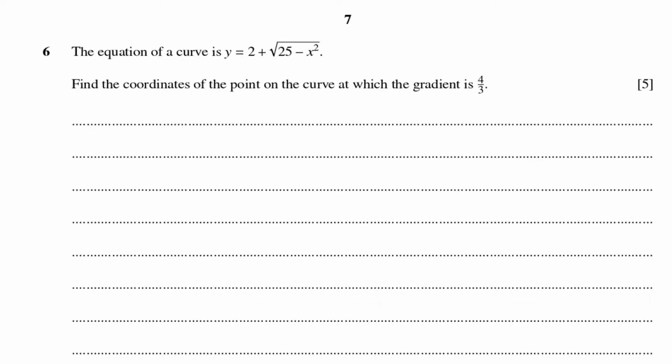Question number 6. The equation of a curve is y is equal to 2 plus square root of 25 minus x squared. Find the coordinates of the point on the curve at which the gradient is 4 over 3. So here we have our equation as y is equal to 2 plus, and I'll write this as (25 minus x squared) to the power of a half. So now, since we're talking about gradient, we are going to work out the gradient function. So dy by dx.